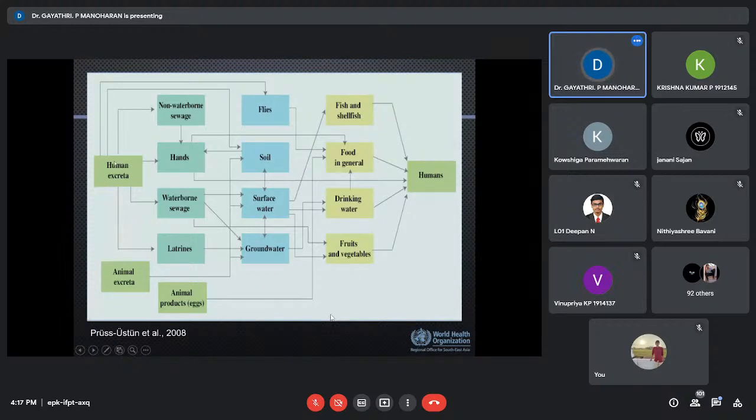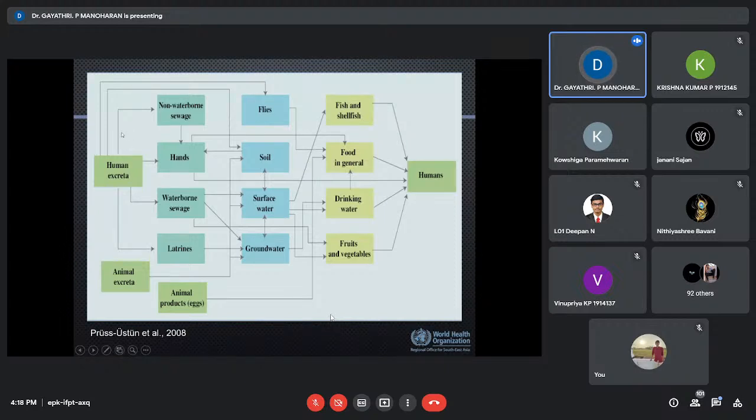From human excreta, it moves to other places like hands, waterborne sewage, and latrines. That is the waste product of humans. And from these four sources, it goes to the other main sources called flies, soil, surface water, and groundwater.